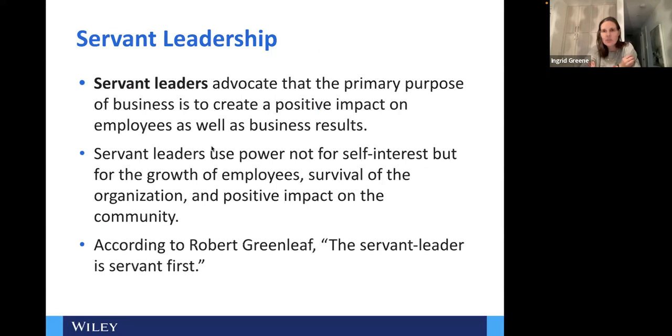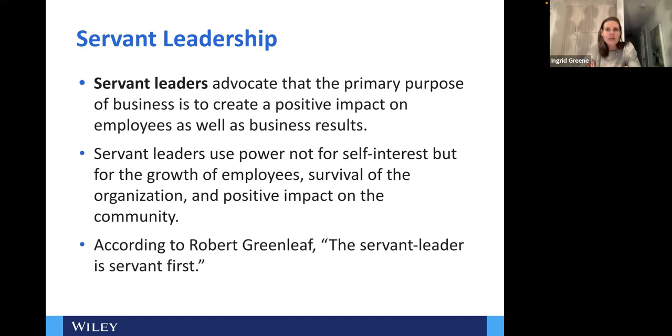We have servant leadership. I find that this one is really popular with people my age, people in their 40s, that we come to a time in our life where we feel like we've accomplished so much. And now we're feeling like, what is our purpose? Well, we're here to serve, they say. So, to create a positive impact on employees as well as business results.